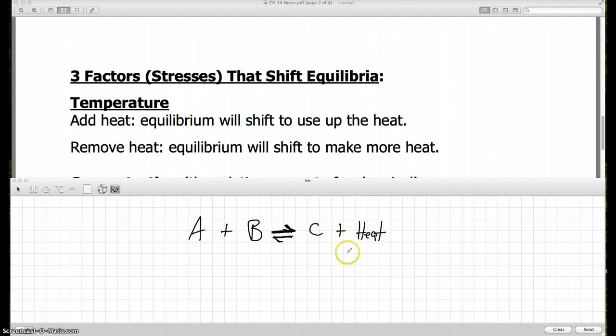Well, what it's going to want to do is replace the heat that we're taking away. So we would say it shifts to the right, because the right pointing arrow, the forward reaction, takes A and B and turns it into C and more heat. So again, if I remove heat, if I cool this reaction down, it'll shift right to make more heat, because if I take something away, it wants to replace it.